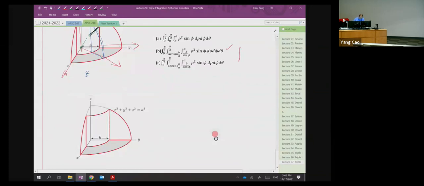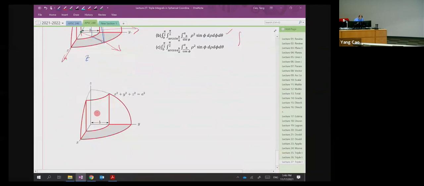Okay, so that's a better drawing. All right, let's do it together here. To find the limits, scan through the region D. First, the rho limits. As we have done before, what do we do?